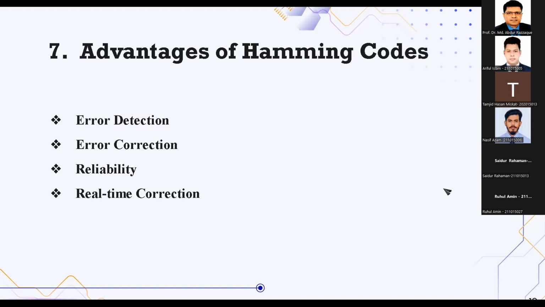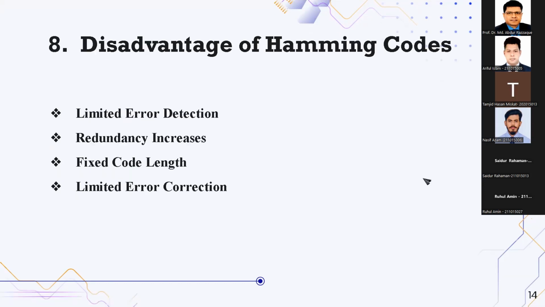Then efficiency: they are good at correcting single bit errors, which are common in many communication systems. Reliability: Hamming code makes communication more reliable by minimizing the chances of incorrect data. Real-time correction: it works quickly, spotting and fixing errors almost as soon as they happen. Next slide, please. Disadvantages of Hamming code.